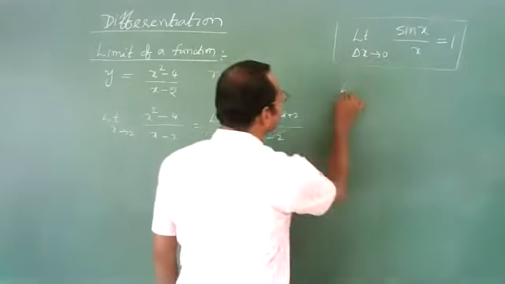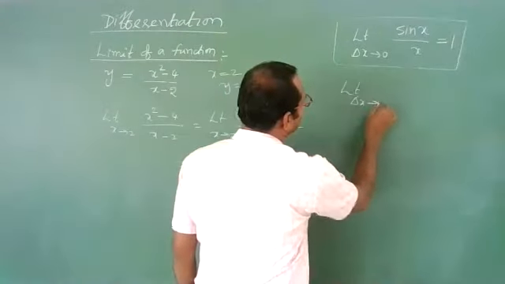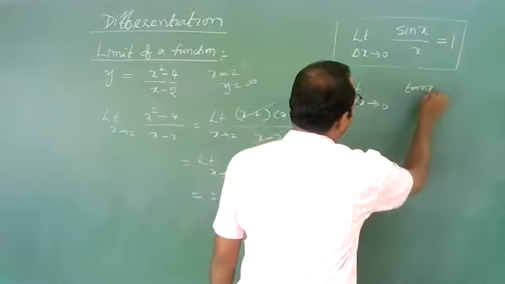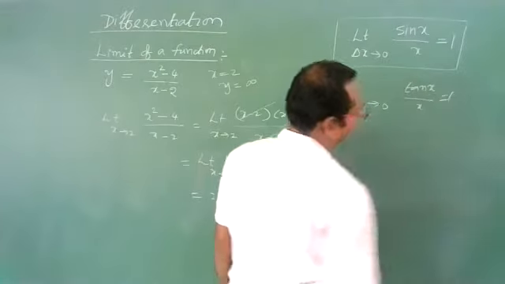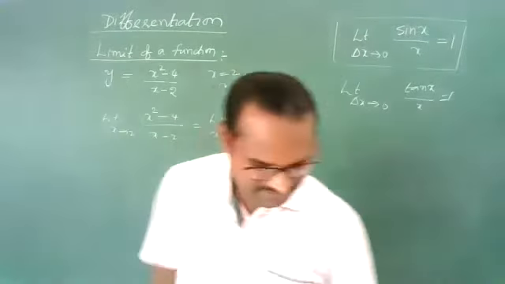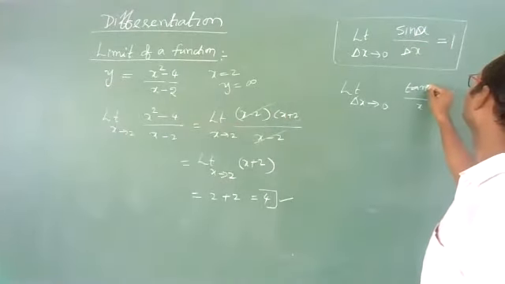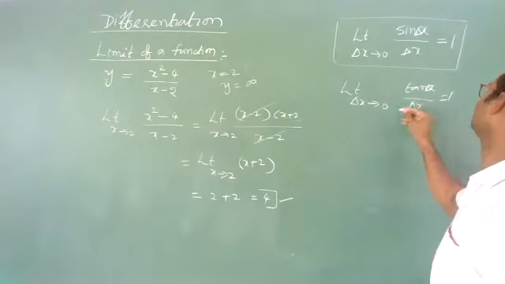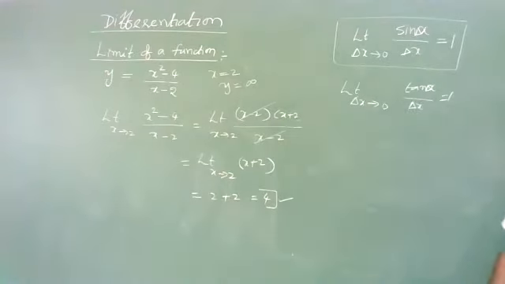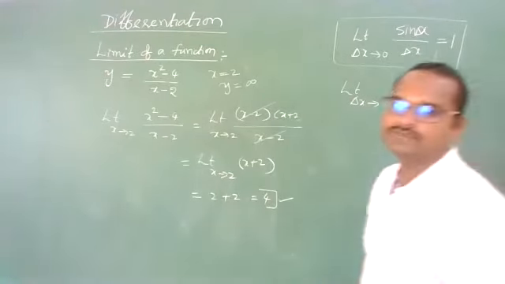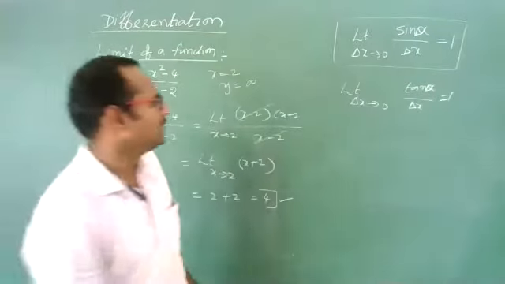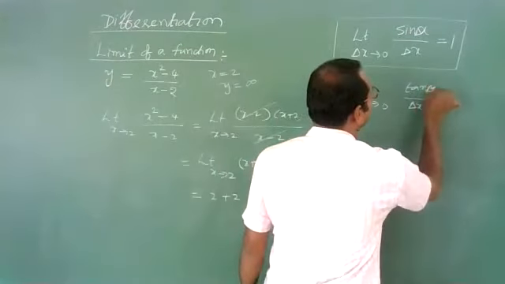And one more, limit delta x tends to 0, tan x by x is also equal to 1. Okay, sin x by x, or you can take delta x also, because here we are taking delta x. Yes, this value is very important. These two formulas are important. You remember these two formulas.